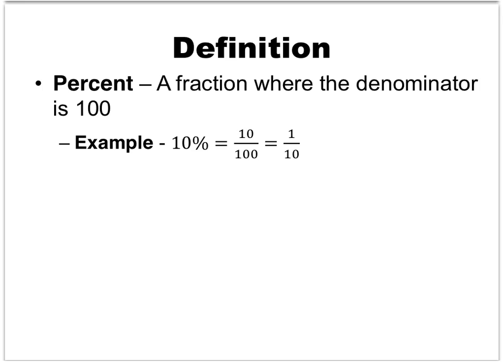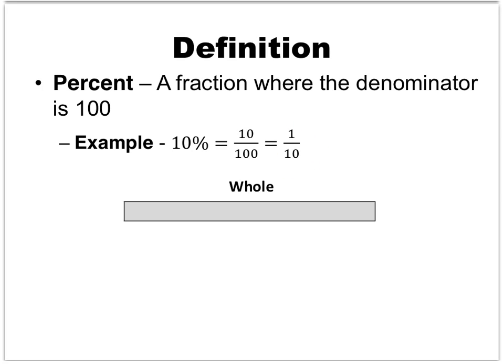So first let's refresh our memory on the meaning of a percent. A percent is simply a fraction where the denominator is 100. One example we did in section 2.5 was 10%. 10% as a fraction is 10 over 100, and then we could reduce that to 1/10. So let's draw a simple strip diagram of 10%.